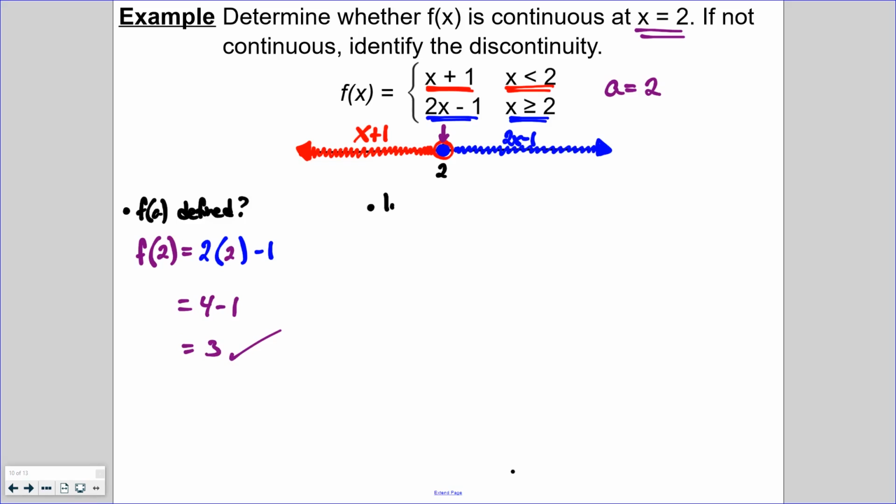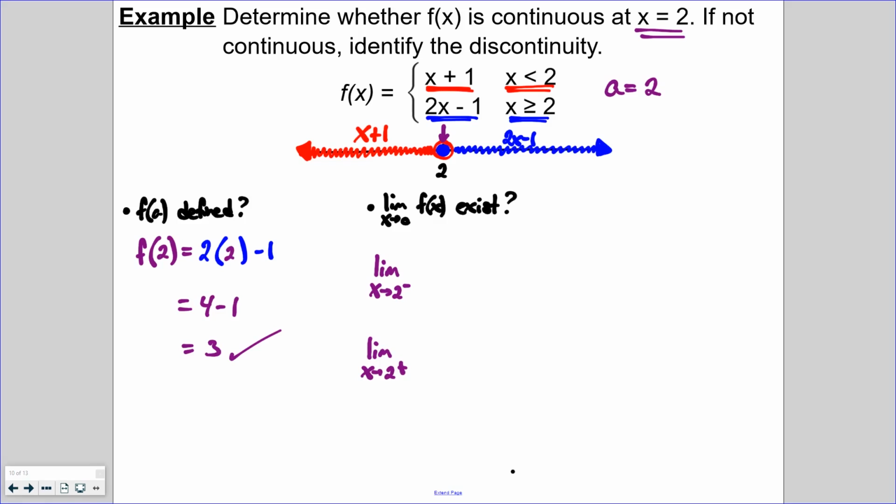Next condition, does the limit as x approaches a of f of x exist? And we know that in order to check that, we need to check the left-sided limit and the right-sided limit. So here we go. We know we're going to have to look at the limit as x approaches 2 from the left, and the limit as x approaches 2 from the right.